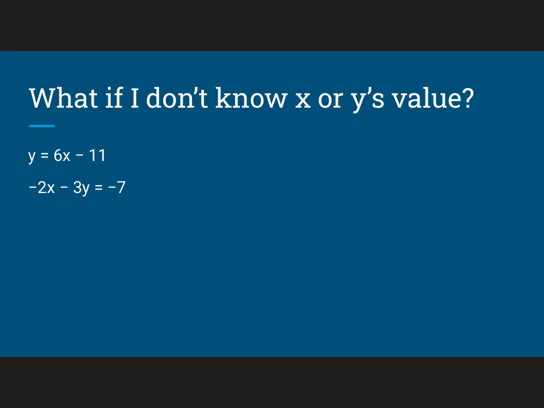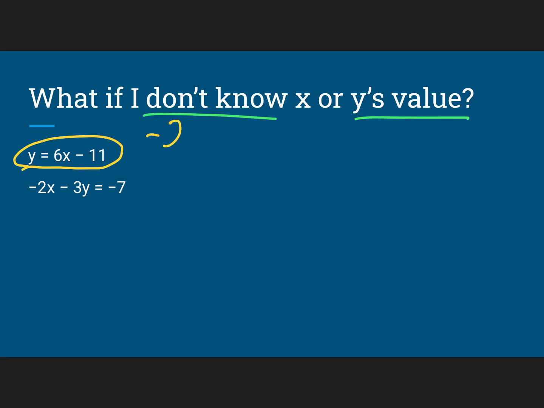Okay, so in the last lesson, you were always told that x equaled 5 or y equaled 3 or whatever. But what if you don't know x or y's value? In this case, I see the equations y equals 6x minus 11 and negative 2x minus 3y equals negative 7. Well, here's the thing. I don't know y's numeric value. I don't know what number it's equal to. But I know y is equal to 6x minus 11. So I can put that in for y instead. So let's try rewriting this equation with that as our value for y.